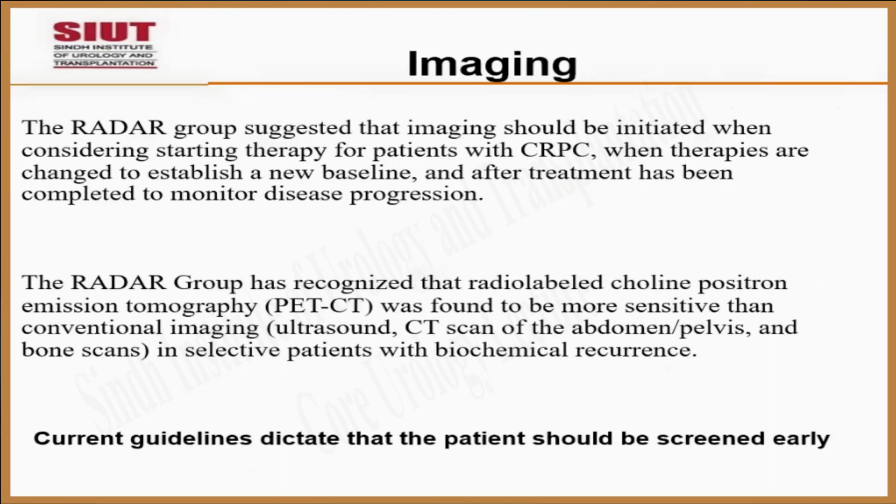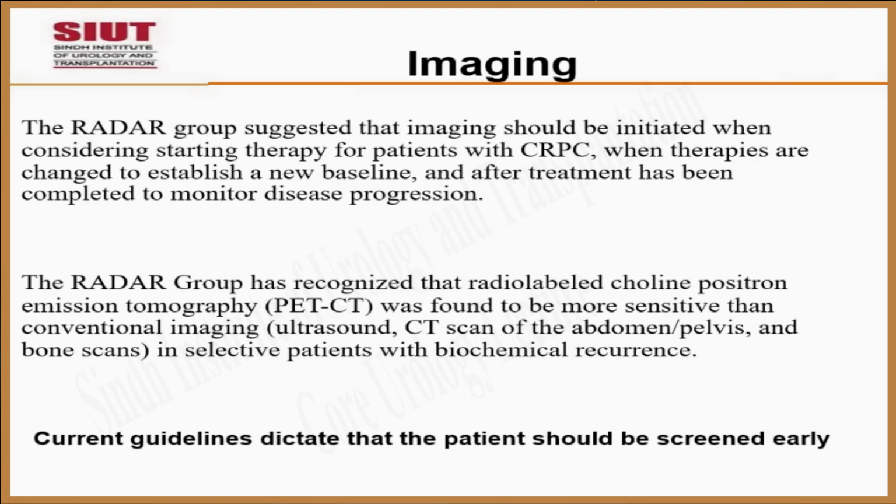Moving towards imaging, the RADAR group suggests that imaging should be initiated when considering starting therapy for patients with CRPC, when therapies are changed to establish a new baseline, and after treatment has been completed to monitor disease progression. The RADAR group has recognized that radio-labeled choline positron emission tomography was found to be more sensitive than conventional imaging: ultrasound, CT scan of the abdomen and pelvis, and bone scan in selected patients with biochemical recurrence.